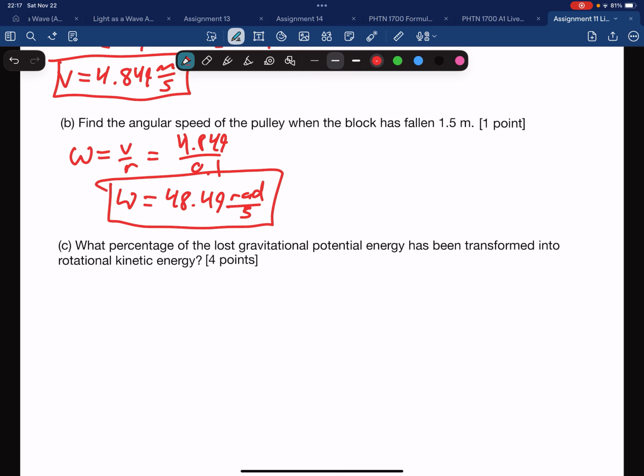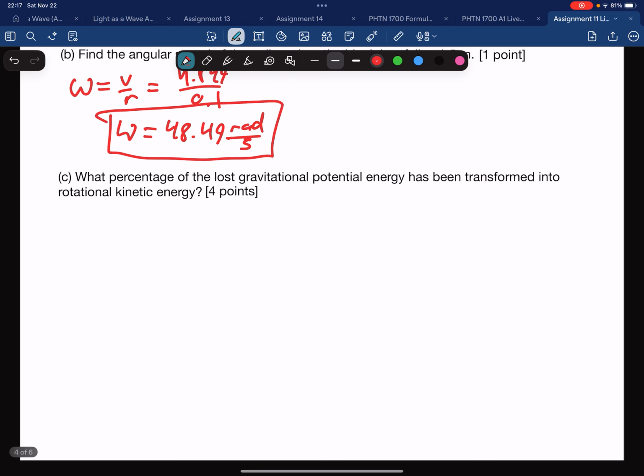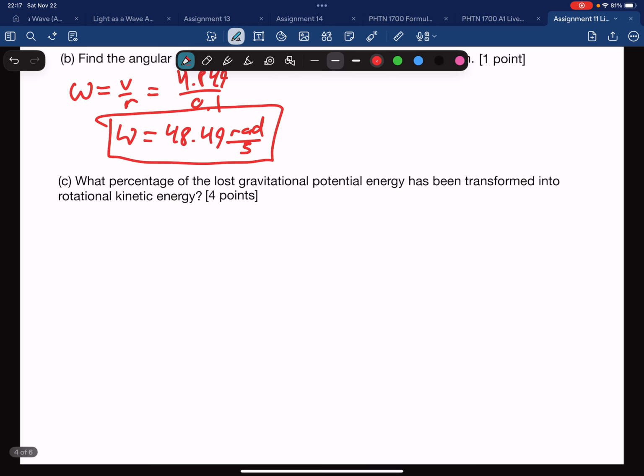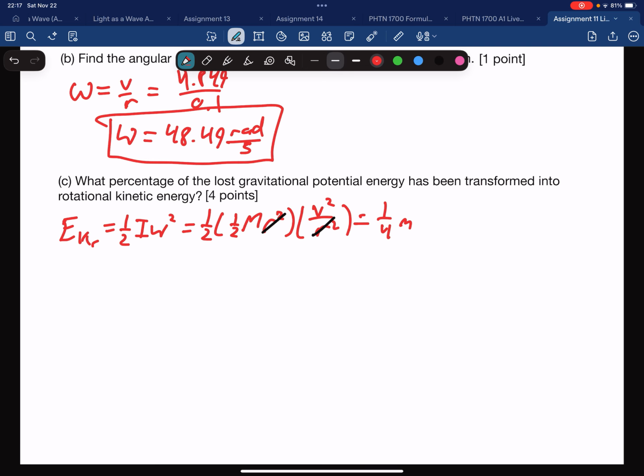Part C, what percentage of the lost gravitational potential energy has been transformed into rotational kinetic energy? I'm going to first find my rotational kinetic energy here. That is 1/2 I omega squared, which is equal to 1/2 times 1/2 big M r squared times v squared over r squared, canceling out my r's. That equals 1/4 Mv squared. Plugging in 1/4, and sorry, that is big M.